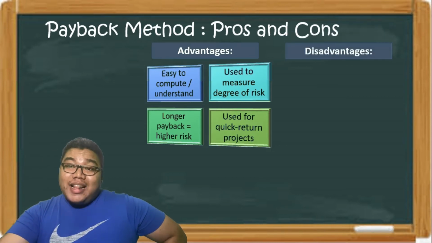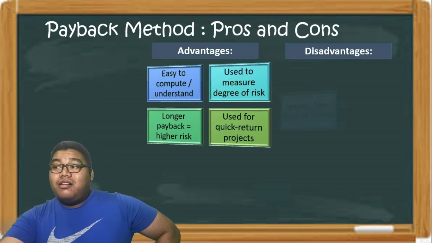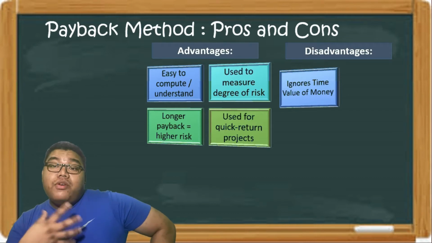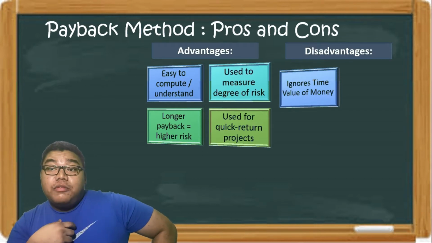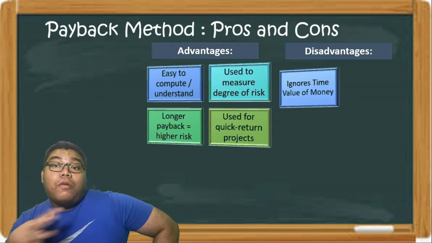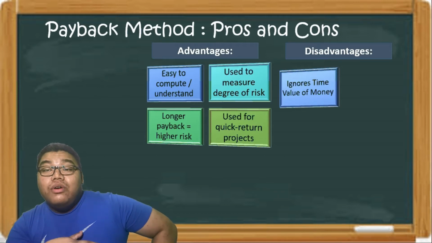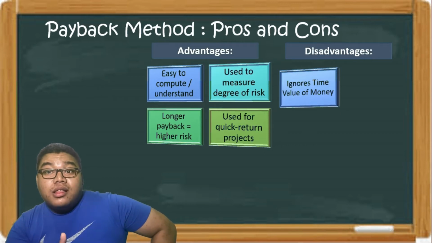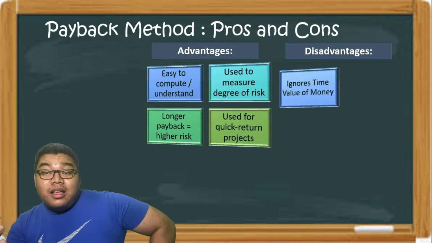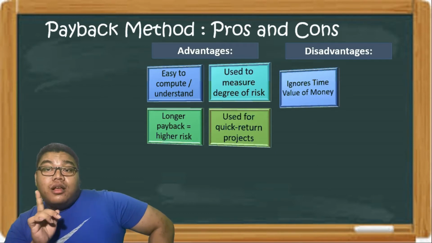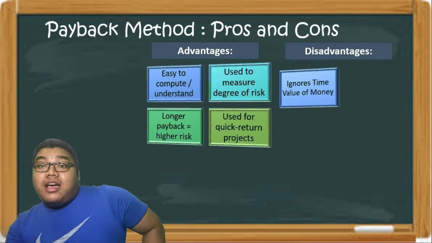What are the disadvantages or cons of using the payback method? It ignores the time value of money. We will discuss soon, or maybe you have learned from your financial management class, that money received today would have a different value tomorrow, or it would have had a different value yesterday. Because 1 peso today is worth less than 1 peso the next day. It might not even give you 1 peso value of goods the following day or the following year.